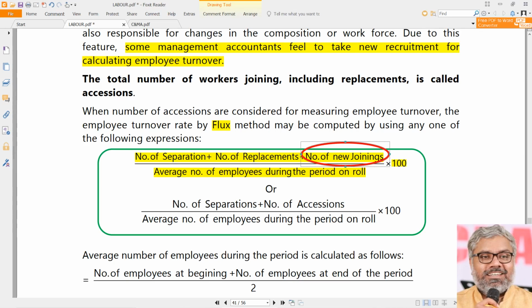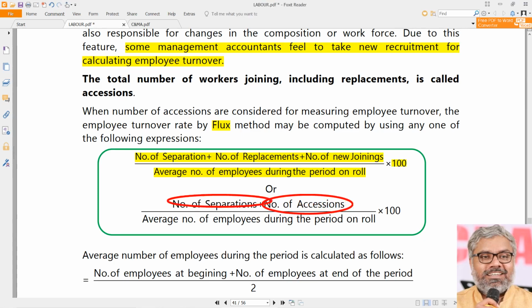Or if you add these two things, number of replacements and number of new joinings, only these two things, what can we call that? We can call that number of accessions. Accessions means who are coming in. Simply coming in, why, we don't care. Normally in case of replacements, why are people coming in? Because somebody has gone out. But here, if you add both of them, we don't care why they are coming in. All are included. Whoever is coming in is included here. That is what we can call number of accessions.